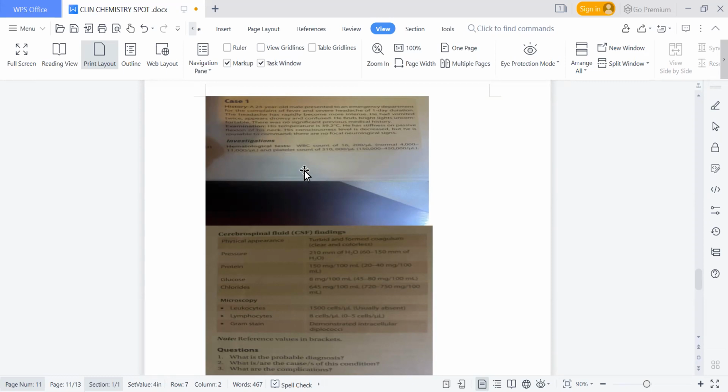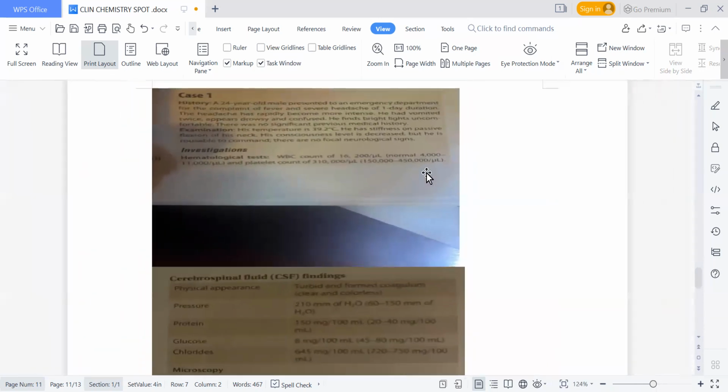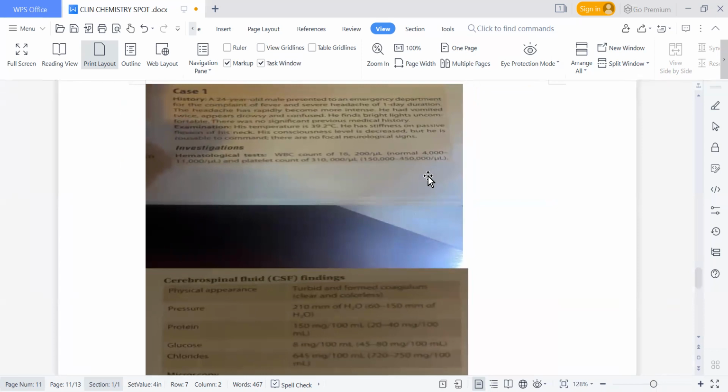Okay. So having that in mind, looking at the first case study here, I'll just go through the investigations and the CSF findings. On hematological testing, the white blood cell count was increased. I hope you can see. The white blood cell count is increased. The platelet count is within normal range.